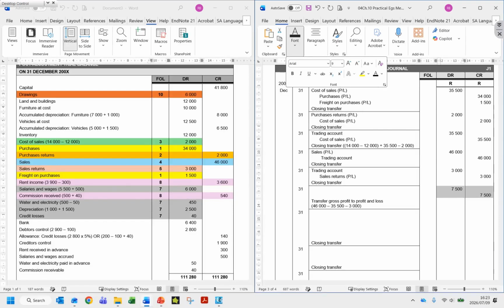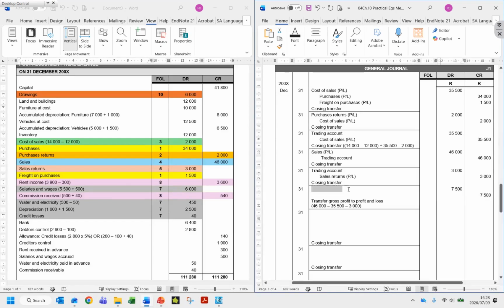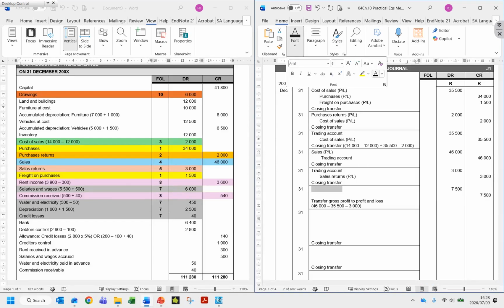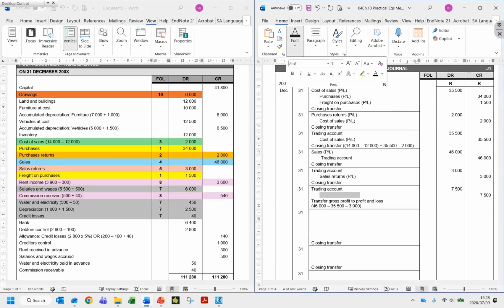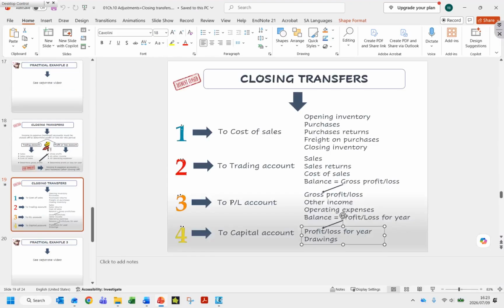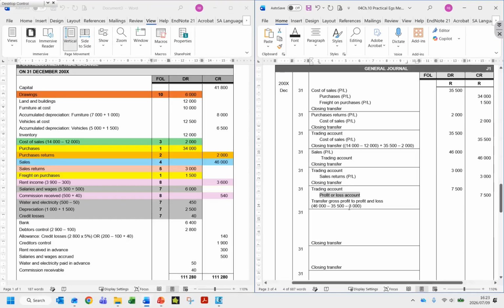In order to close off the trading account, we therefore need to debit the trading account, and we transfer that to the profit or loss account. So that is the next step in our closing transfer. All the accounts that go to profit or loss: the gross profit from the trading account, other income if there are any other income items that the business earns, and all the operating expenses. So we now have the gross profit in the profit or loss account.